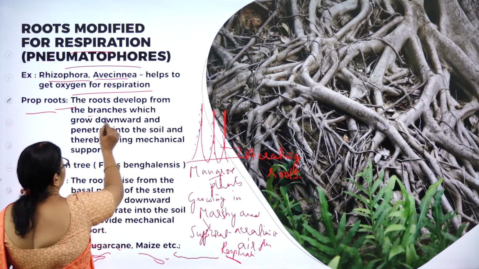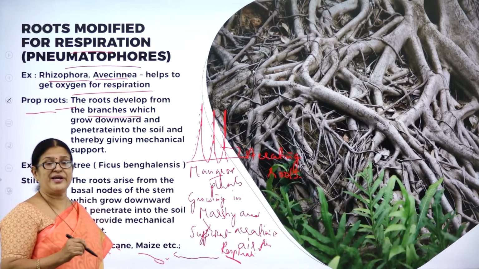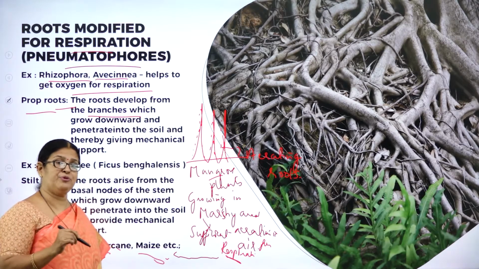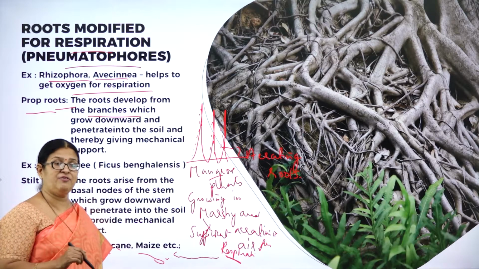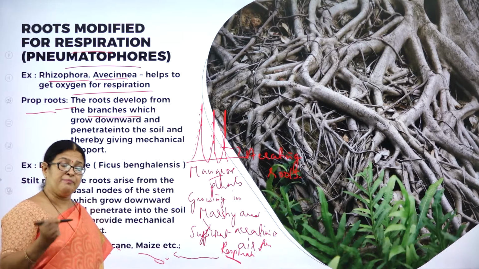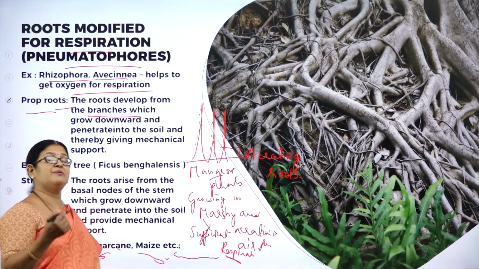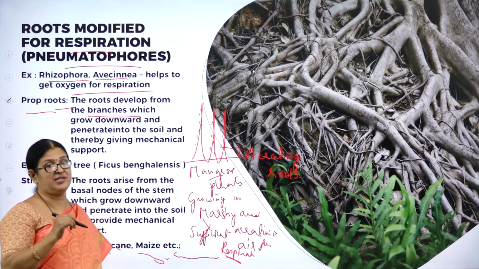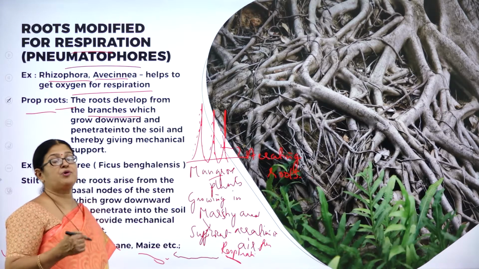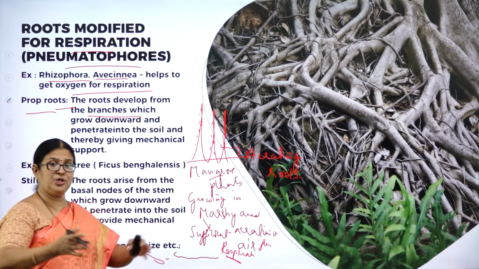As I explained, they are adventitious roots. Why do you call them adventitious? Why not the taproot or the fibrous root? Adventitious roots neither develop from the radicle of a seed nor from the base of the stem. They develop from any other part of the plant body, like the branches. So here you can see the prop roots developing from the branches. Hence they are called prop roots or pillar roots. They act as pillars giving mechanical support to the huge tree.